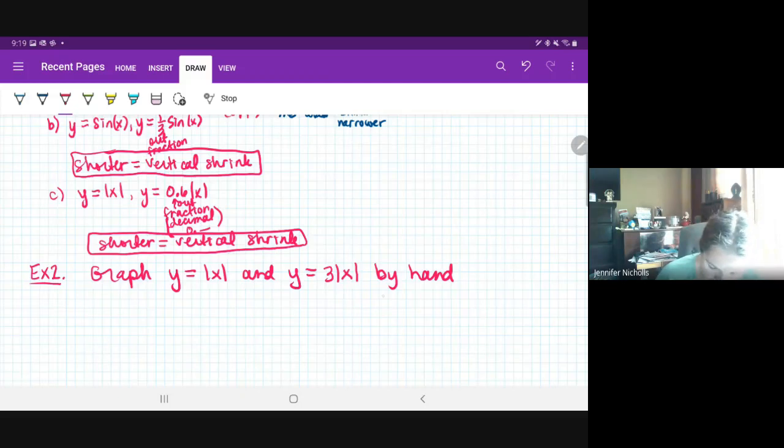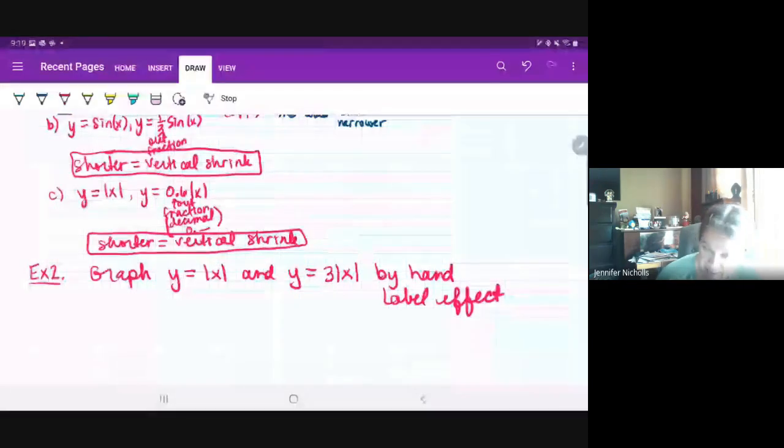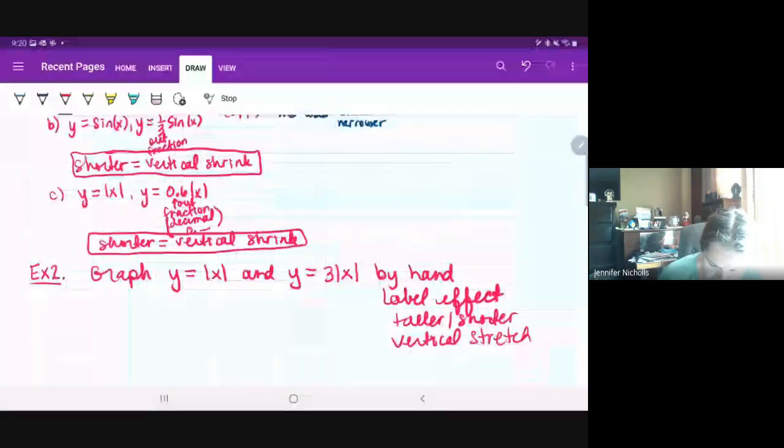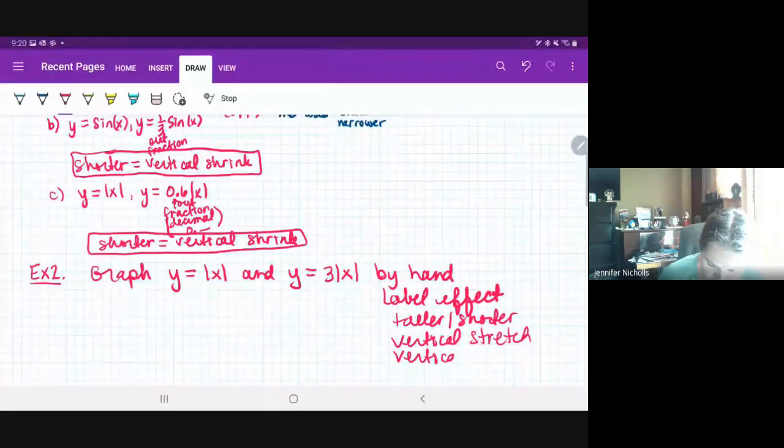And then I want you to label the effect. So label the effect is going to be taller, shorter, and vertical. And you're going to want to write the whole word vertical out. Don't abbreviate, because you want to get used to the terms, vertical shrink. So you're going to graph and label.